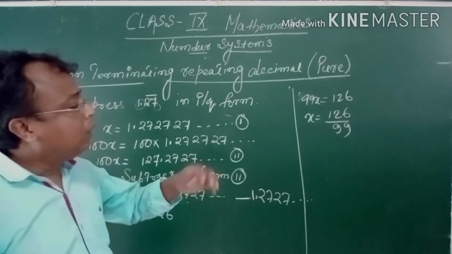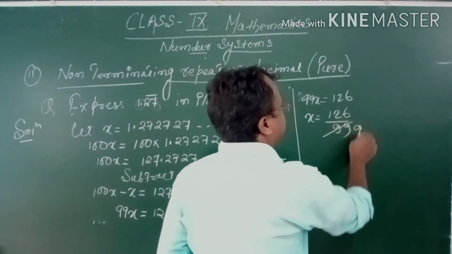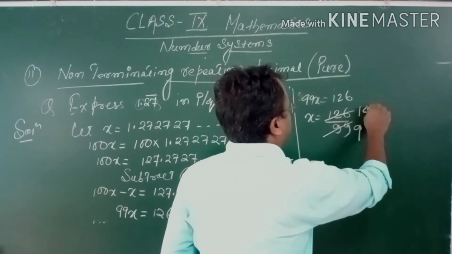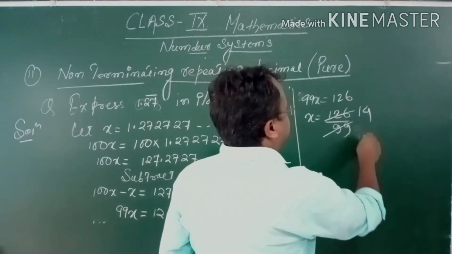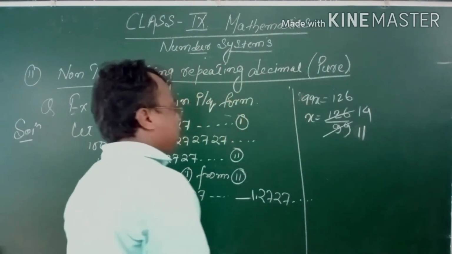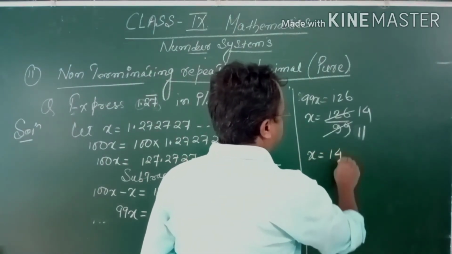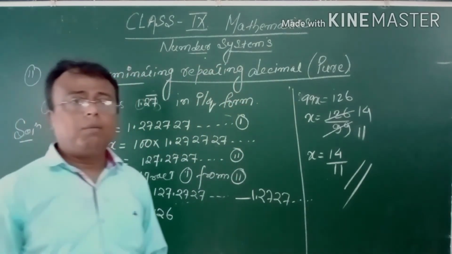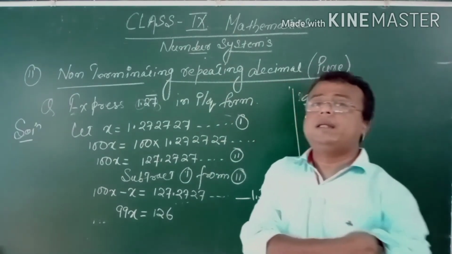Now just bring this one into lowest form. So 9 11s are 99 and 9 14s are 126. So we got x is equal to 14 by 11. So it is in p by q form. Okay. So like this we can express a non-terminating repeating decimal into p by q form.